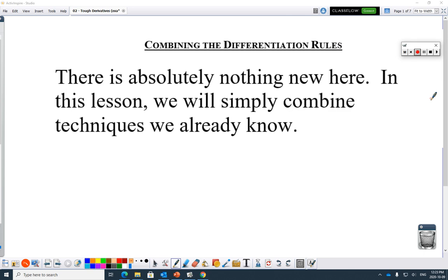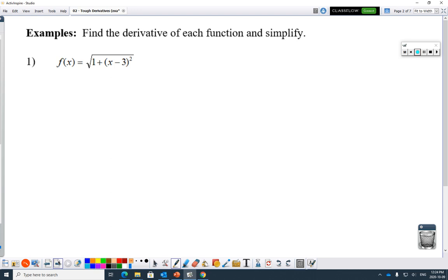The title dramatically says there's absolutely nothing new here. That's not exactly true, but I'm really just taking stuff you know from all other places and combining it into one. So we'll just simply combine things we've already seen before. No new derivative information here, basically.